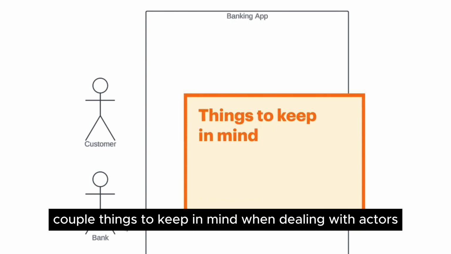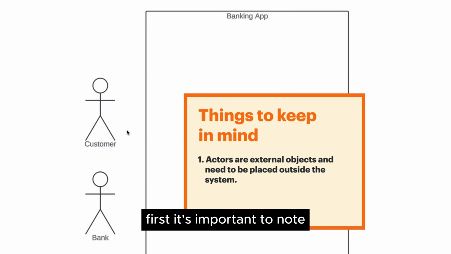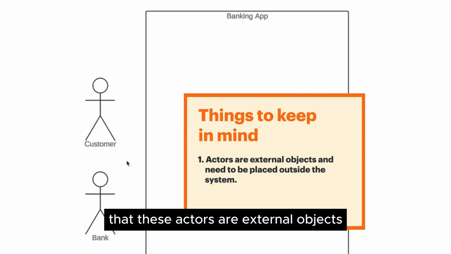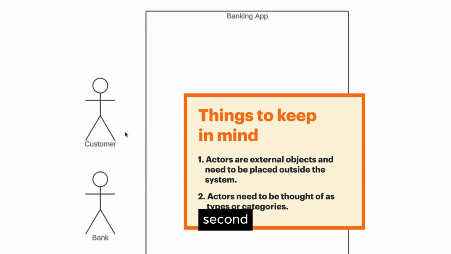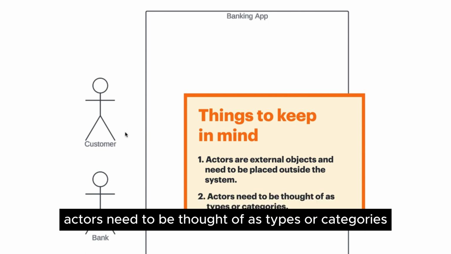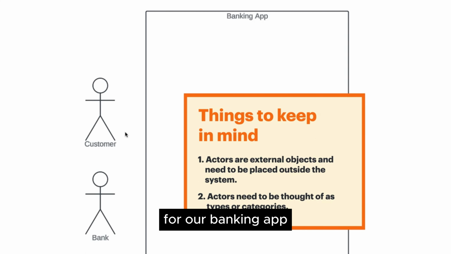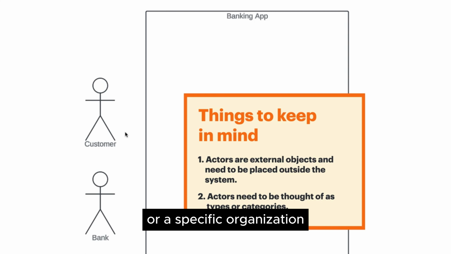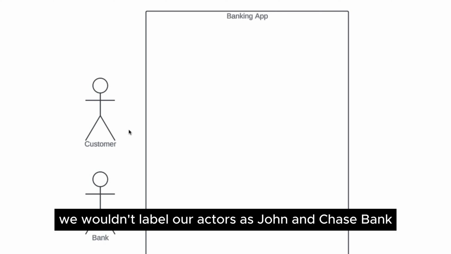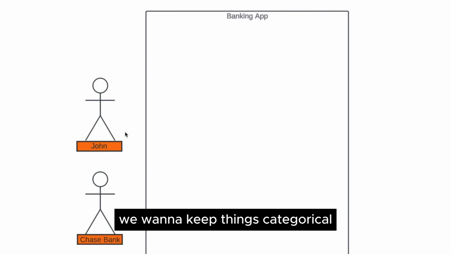Here are a couple things to keep in mind when dealing with actors. First, it's important to note that these actors are external objects. They always need to be placed outside of our system. Second, actors need to be thought of as types or categories. For our banking app, an actor isn't going to be a specific individual or a specific organization. We wouldn't label our actors as John and Chase Bank. We want to keep things categorical.